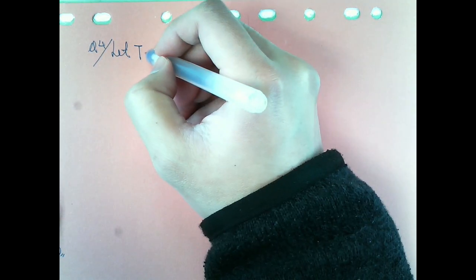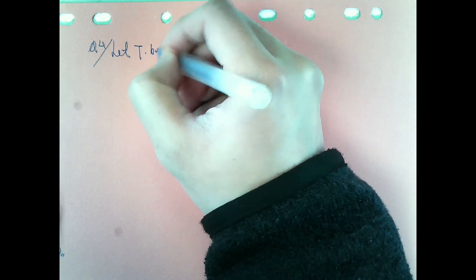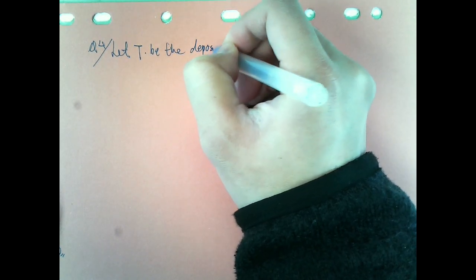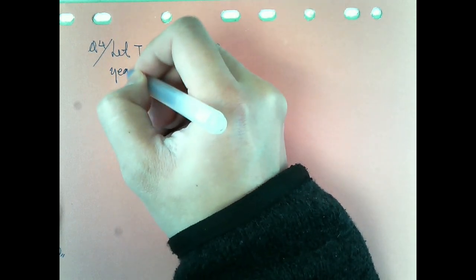Question 4. Sandy deposits 4,800. This is the P. And then 3%, see, this is our R percent. How long? You have to find out the T. If the simple interest is this, this is the I. So you have to find out T. So let T be the deposit years.